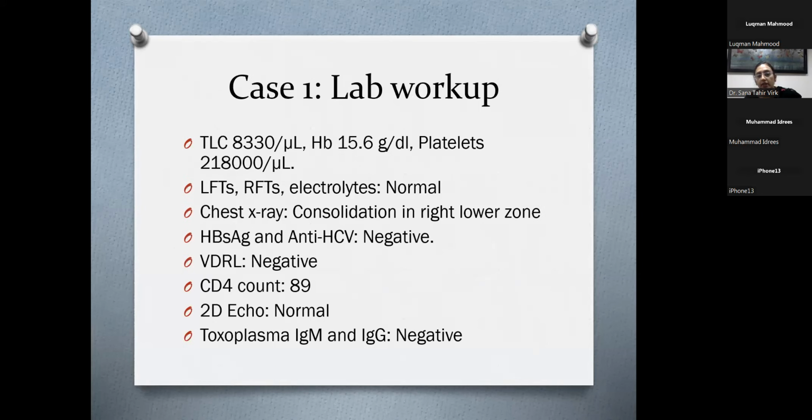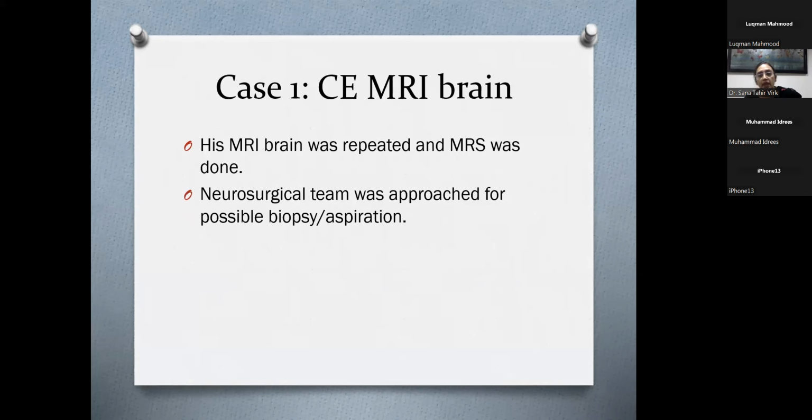His initial lab workup was normal, except for the X-ray chest that showed consolidation in the right lower zone, for which we treated him as hospital-acquired pneumonia. His CD4 count was 89. His echo was normal, and his toxoplasma serology was negative. His repeat MRI brain was done, and MRS was also done, and the neurosurgical team was approached for possible biopsy and aspiration. And now I hand this over to Dr. Shahabuddin, who will explain.